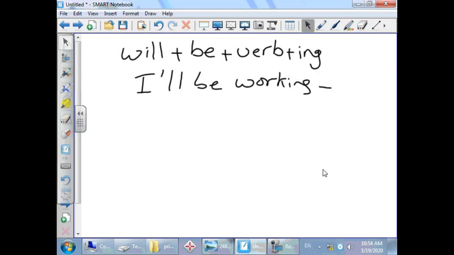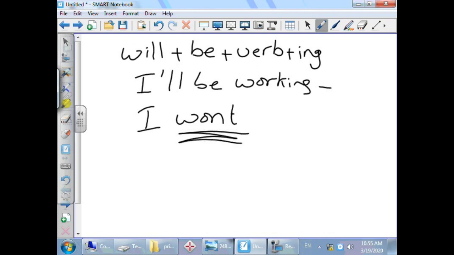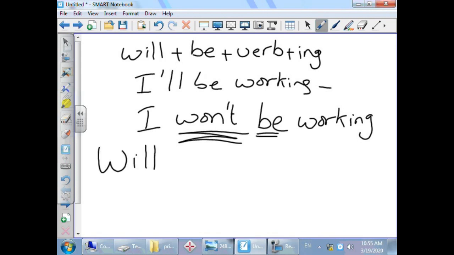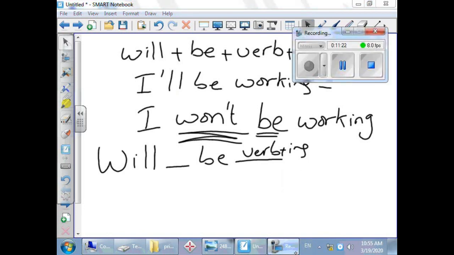Okay, so I will write it for you in the negative form. So for example, I won't, because we said this is in the negative, it's short for will not. And then we have be and the verb working and ing, of course. Now in the question, of course, we start with will and then the pronoun and then be and the verb and ing. Okay, and the answer, of course, will be yes, I will be working. No, I won't be working. Now, let's answer some questions. I'll get the page.